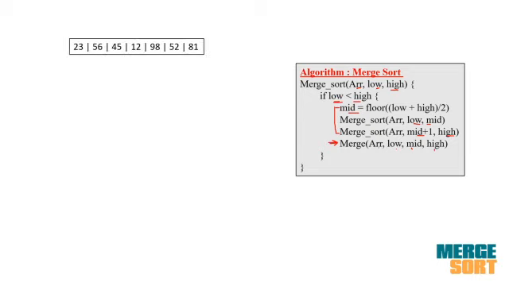So let's take an example. This is an unsorted array, and since I have used indexing from 0, it looks like this. There are 7 elements in this array, so the indexing starts from 0 and ends at 6. This is the highest index. So the low value is 0 and the high value is 6.